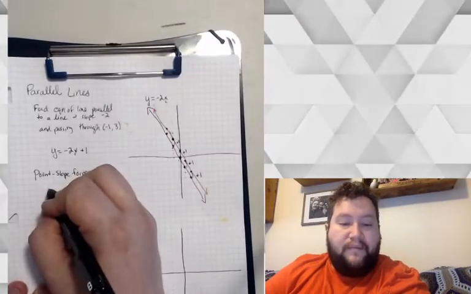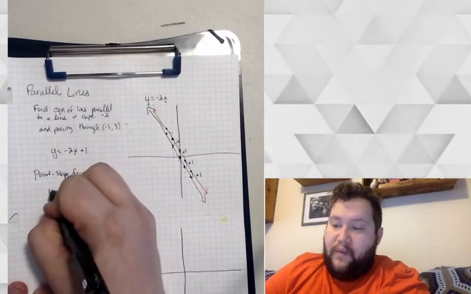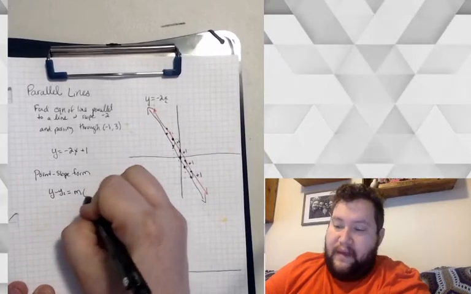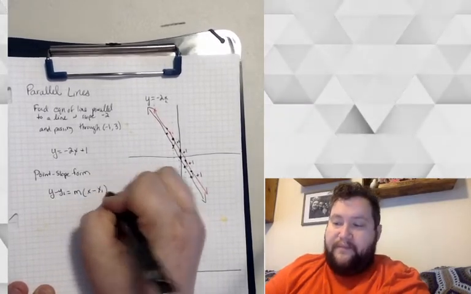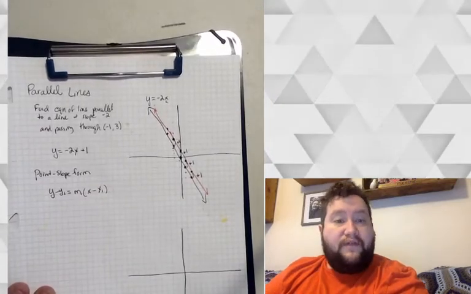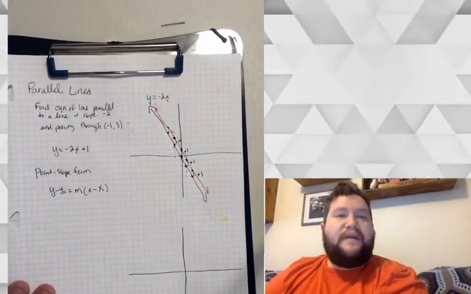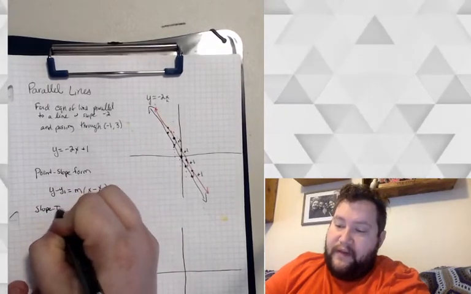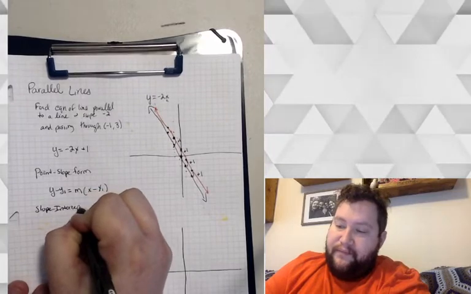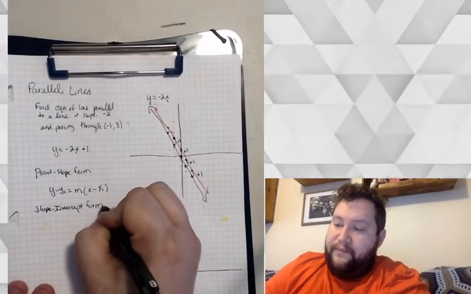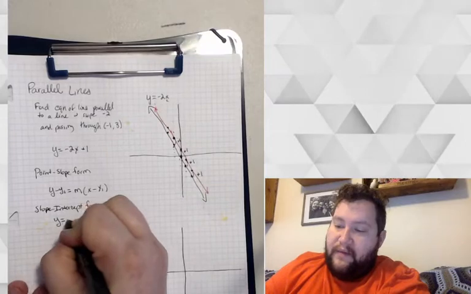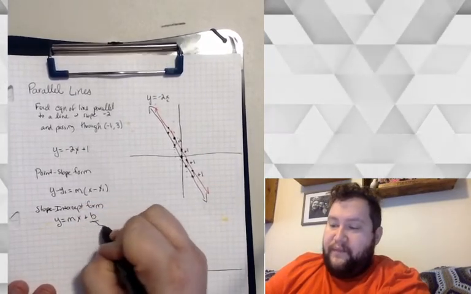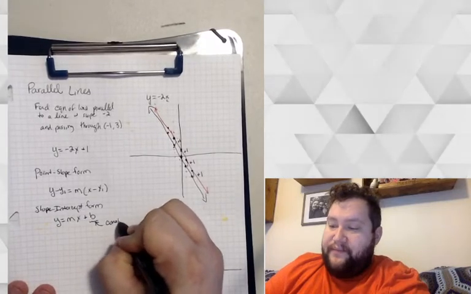And point slope form looks like this. y minus y1 equals m times (x minus x1). And we have another form, and we're going to spend time looking at these, but I want to give them both to you now. And this one is called slope-intercept form. Here we have something that looks like y equals mx plus b. And b is just some constant.